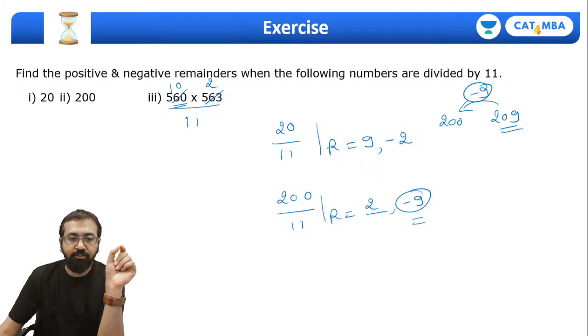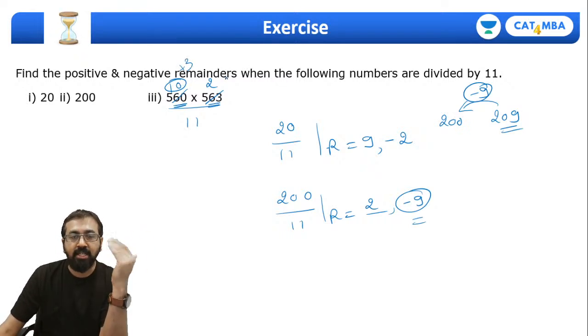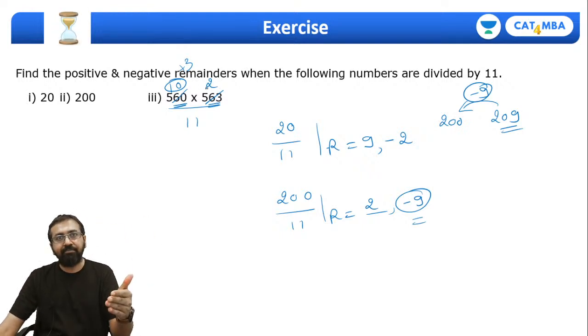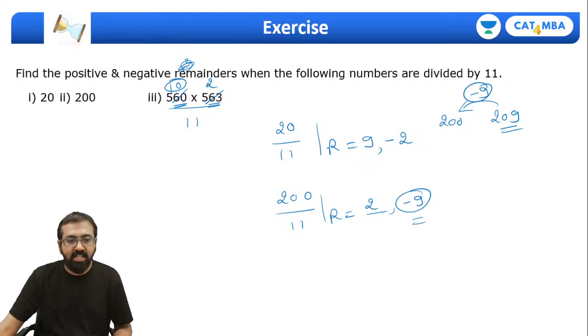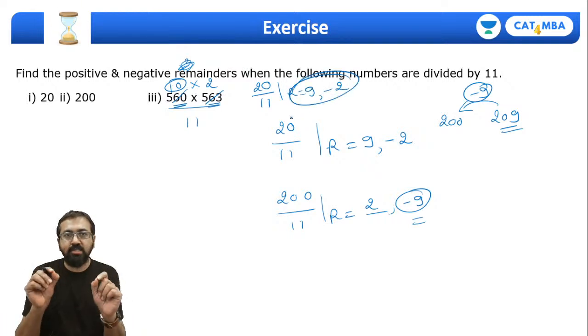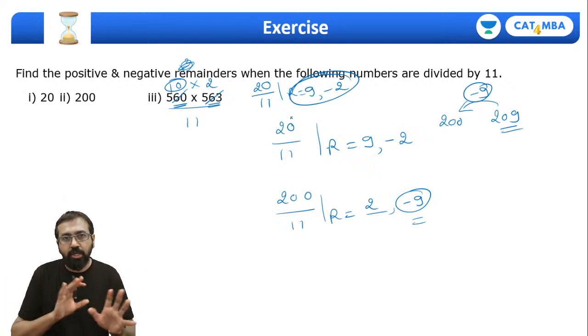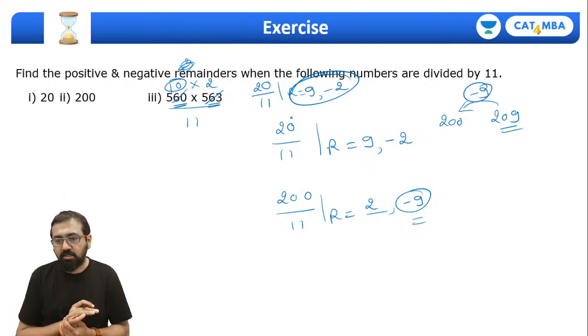See guys, if I understand that 560 leaves remainder 10, so 563 should leave 3 more remainder, that is 10 plus 3, 13, but 13 can't be remainder when we divide a number by 11. So let's divide that 13 once again by 11. So 13 divided by 11, remainder is 2. So straight away we can make out that the remainders are 10 and 2. So multiply them. So you will get 20 as the result. So now we need to divide 20 by 11. So remainders can be 9 or -2 once again. So these are the points that you need to understand in order to solve the CAT level questions.